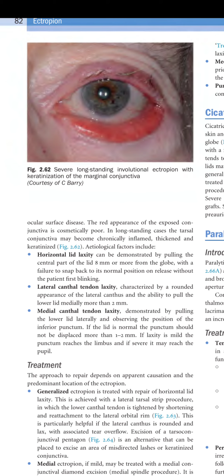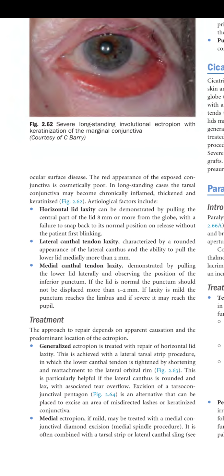Etiological factors include... basically you can see this is a long standing involutional ectropion, and there is an eversion of the lid, and due to the exposure of the tarsal plate and the conjunctiva, it becomes keratinized and thickened in the case of long standing ectropion. So one of the important things to discuss is the causes of involutional ectropion and entropion. You must know about the causes of involutional ectropion and entropion.